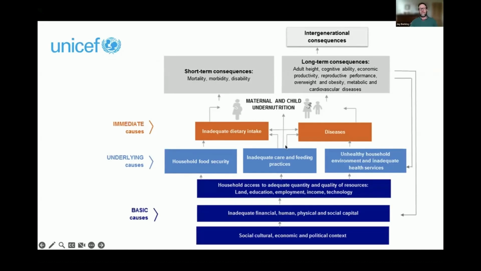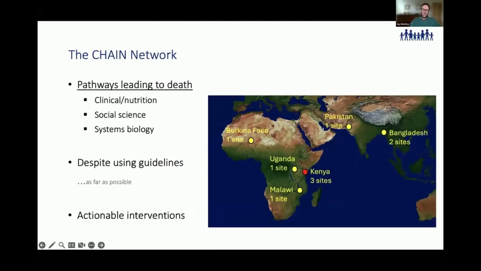One thing about this diagram is that I was always struck that nobody had put any numbers in it. So, very theoretical. We aim to try and put some numbers on this. So we set up a network of 9 sites across Africa and South Asia, aiming to cover a wide range of settings, urban and rural, and different levels of HIV or other diseases like diarrhea or malaria.